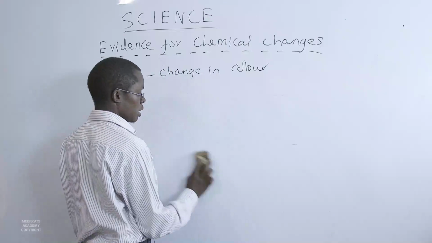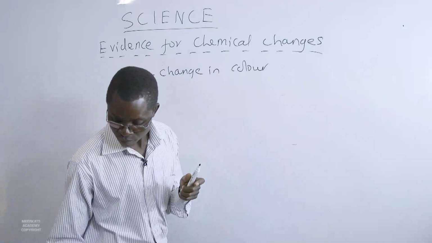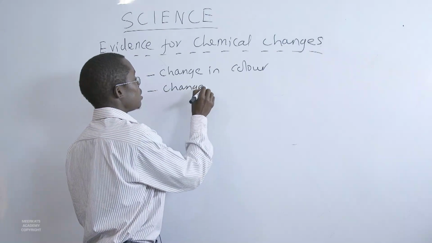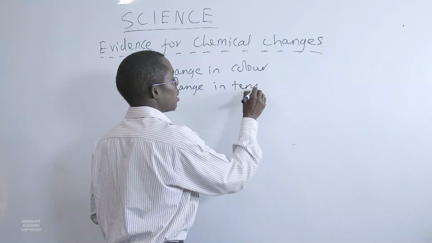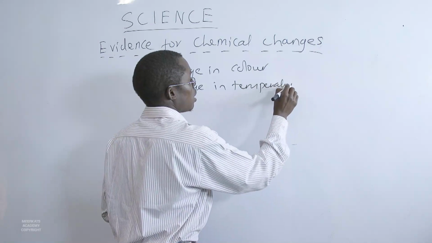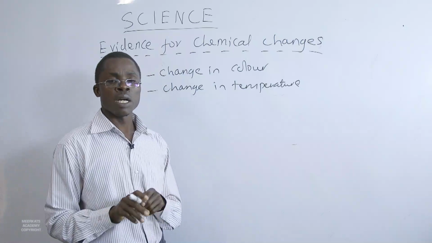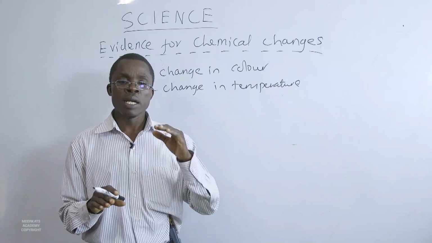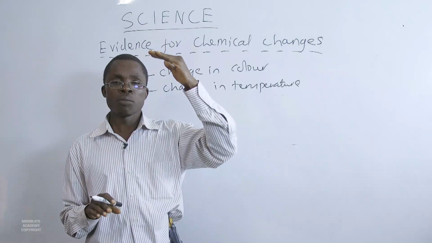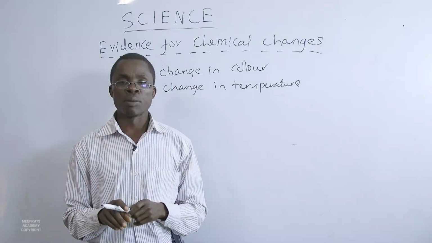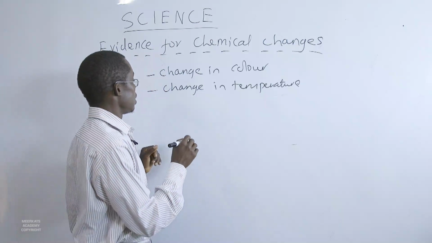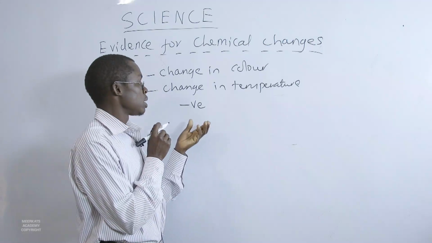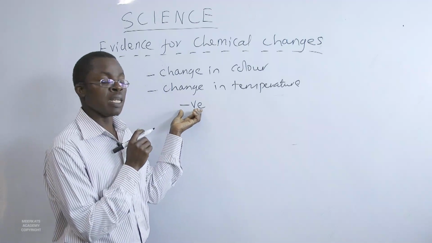Number two is change in temperature. Now this change in temperature is in two ways. There is change in temperature by increase in temperature, or change in temperature by reduction in temperature. So there is an increase in temperature, which is given by the sign negative.